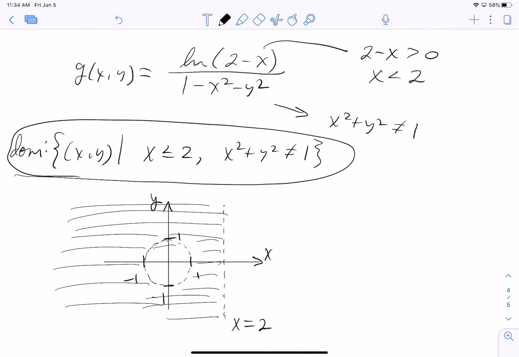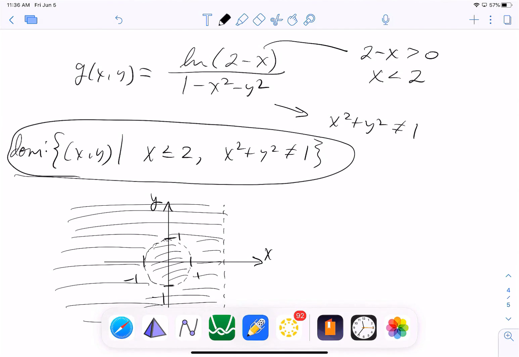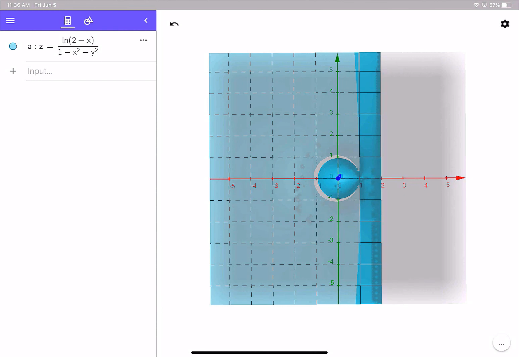But also, after we've gone to the left of 2, the only thing we're really excluding is the unit circle itself. And you may be wondering, what on earth can this graph possibly look like? Well, I've graphed it using the GeoGebra 3D graphing tool. And what you can see here is the XY plane. We're looking straight down at it. We see that we have a vertical line here at x equals 2, and the function exists to the left of that. And then there's this nice circle here of no function at the unit circle.